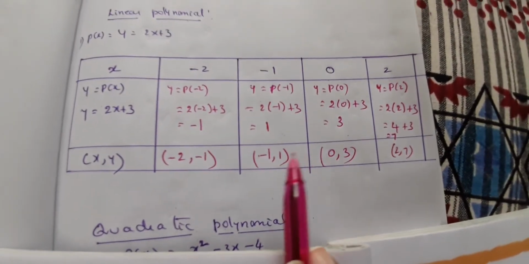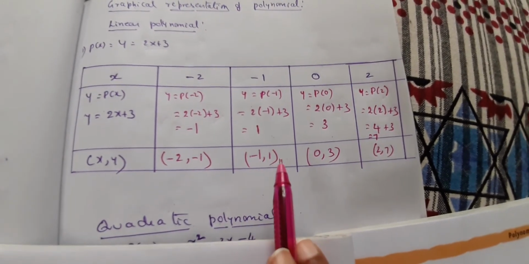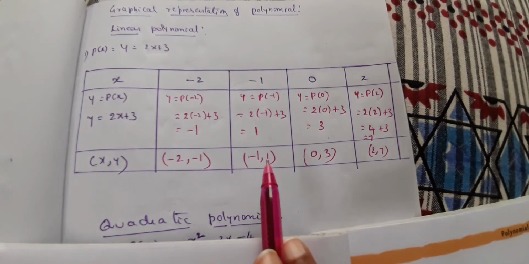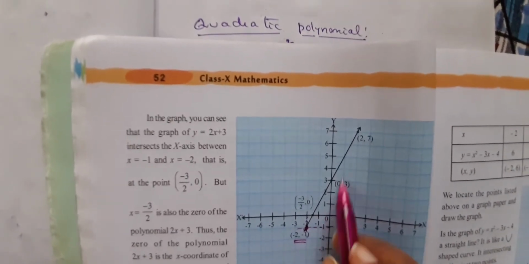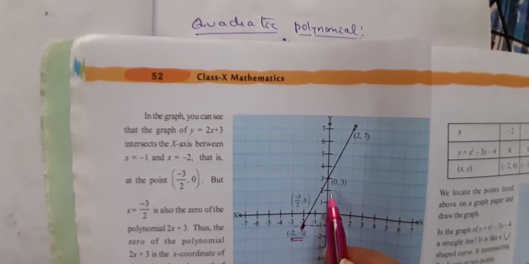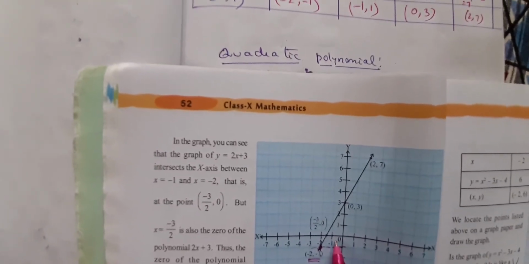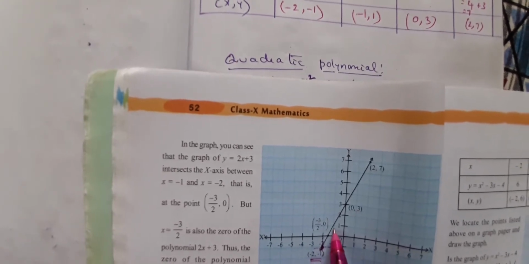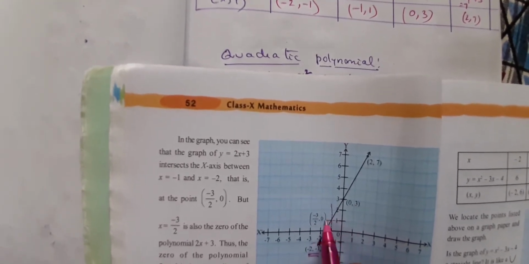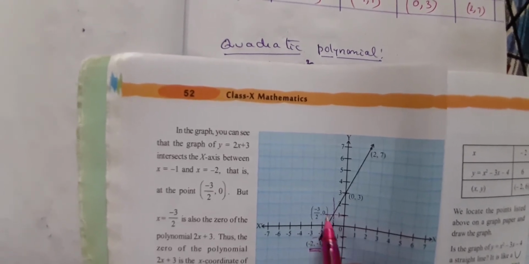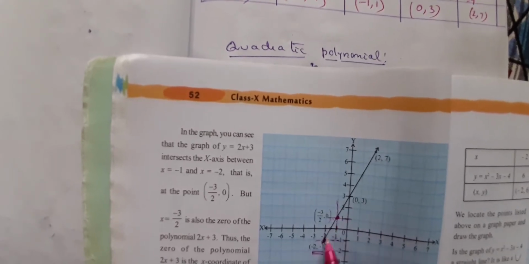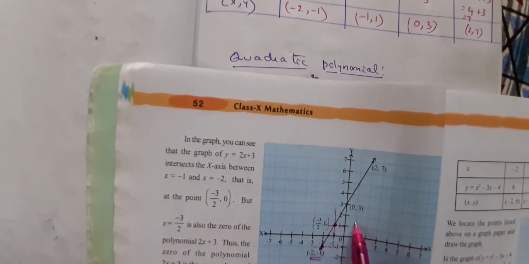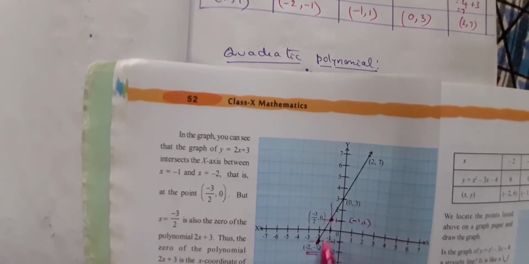Minus 1 comma 1. This is the next coordinate point. That means x-axis negative and y-axis positive. Draw a dotted line here at minus 1, and towards the positive y-axis, because we have y value equal to 1. So minus 1 comma 1. For y value 1, draw a line parallel to the x-axis. For x value minus 1, draw a parallel line. This is the point of intersection. So this is the minus 1 comma 1 point.